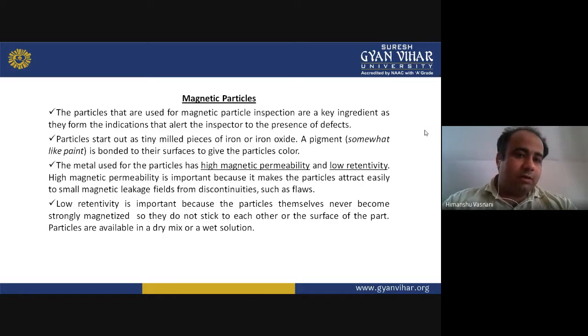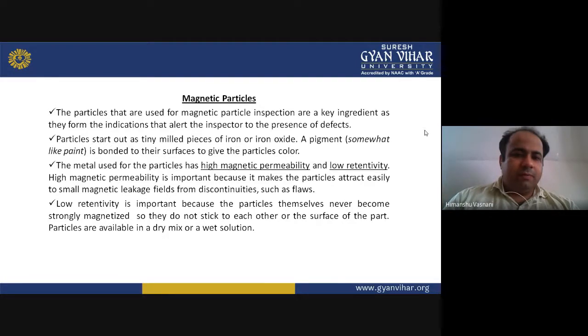The metal used for the particles has high magnetic permeability and low retentivity. The high magnetic permeability is important because it makes the particles attract easily to small magnetic leakage fields from discontinuities such as flaws. On the other hand, low retentivity is important because the particles themselves never become strongly magnetized, so they do not stick to each other or the surface of the part. Particles are available dry or mixed in a wet solution.